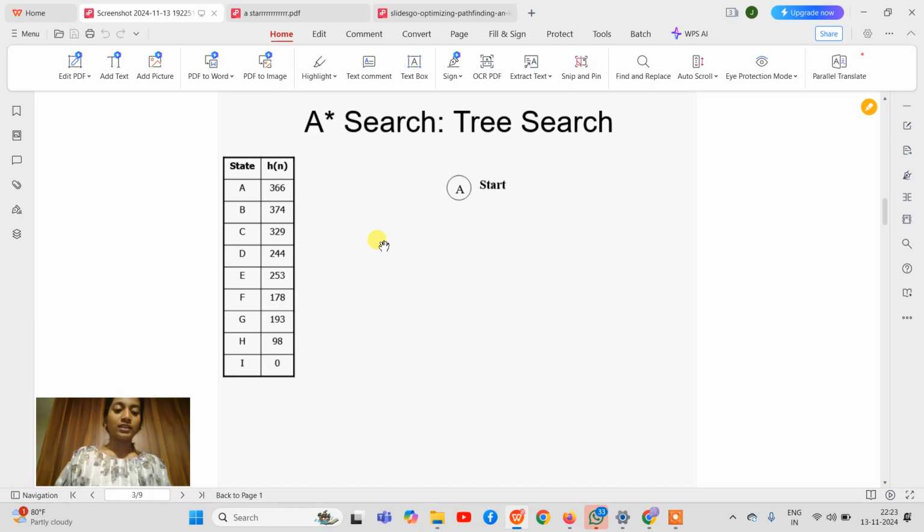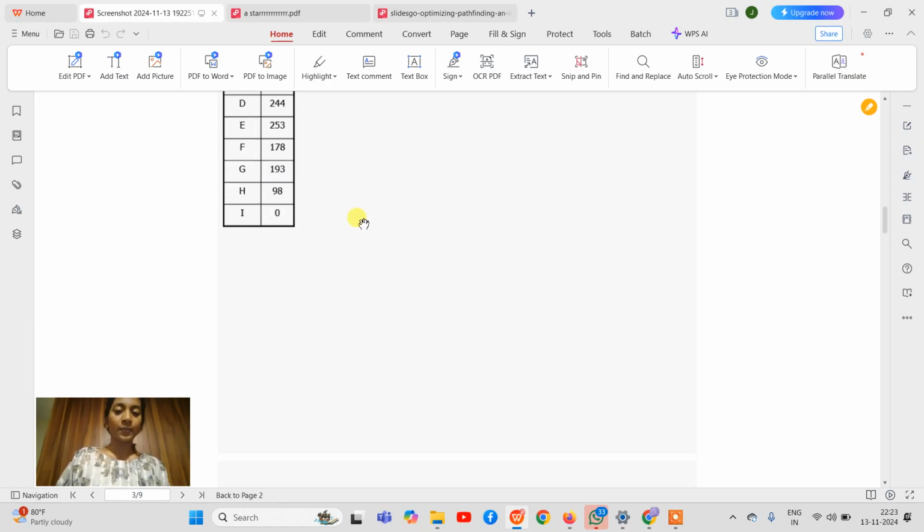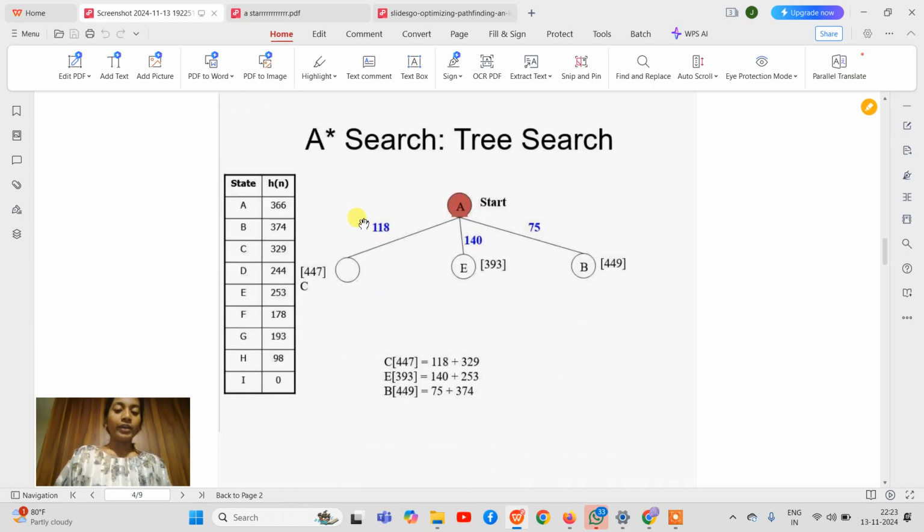So we'll start the search algorithm. We start from the start node, which is A. A has a heuristic of 366. When we explore node A, we'll end up in three other nodes, which are C, E, and B. And these will be the costs of traveling from A to C, A to E, and A to B respectively.